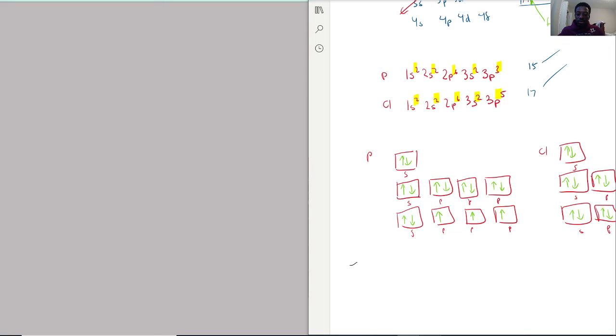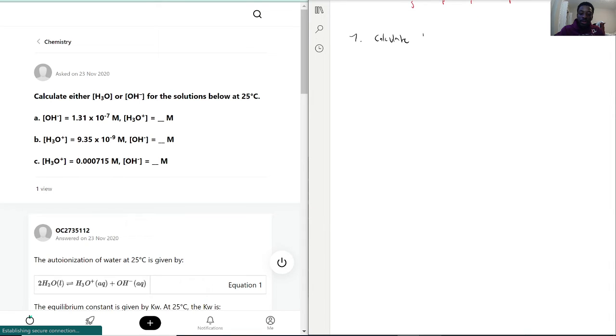For this question we have, calculate either the H3O or the OH minus for the solutions below at 25 degrees. So A is OH minus of 1.31 times 10 to the negative 7. B, we have H3O of 9.35 times 10 to the negative 9. And these are all molarity.